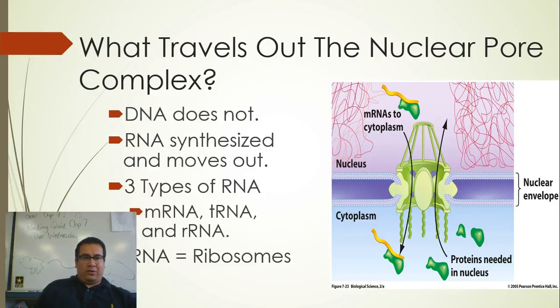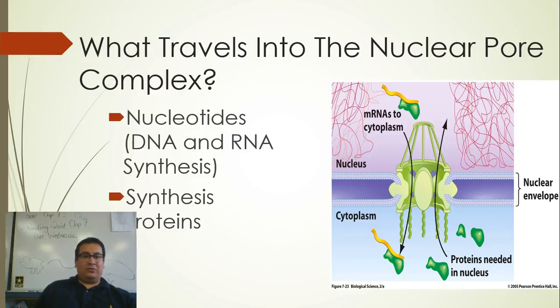What travels out of the nuclear pore complex? So DNA cannot travel out of the nuclear pore complex. It stays within the nucleus, first of all, because of its size, and then many other reasons. So what it does, it synthesizes or makes RNA. So there's three types of RNA. You have mRNA, tRNA, and rRNA. mRNA is messenger RNA, the actual message or the copy, a single-stranded copy of the genetic code. Alright, tRNA is transfer RNA, which carries amino acids to the ribosomes during protein synthesis, and then rRNA, which is also known as ribosomal RNA, makes up the ribosomes, which are assembled in the nucleolus.